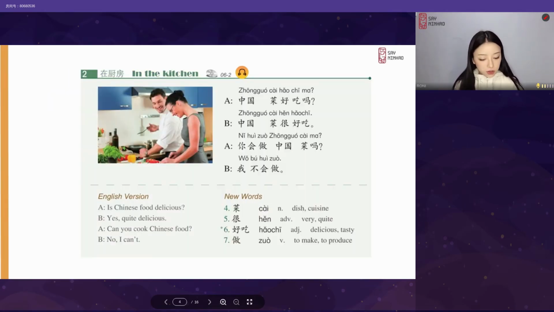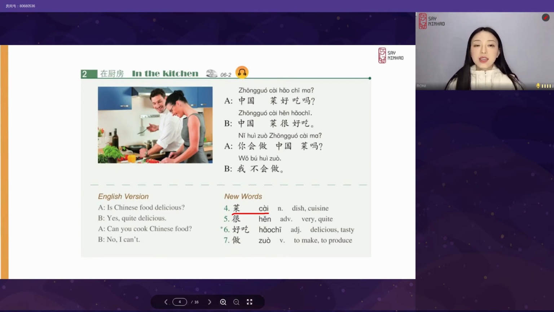Now let's move on to text 2. Okay, we can see there are 4 new words. First one is 菜. We've seen it in the warm-up part, which means dishes and cuisine. So, 菜. Read after me. 菜. 菜. The initial is c and the final is ai. The tone is fourth tone.